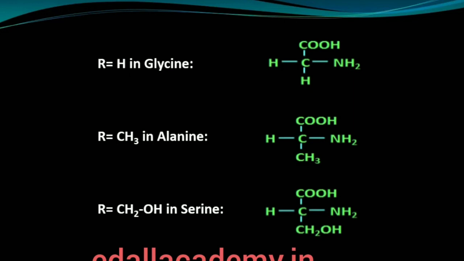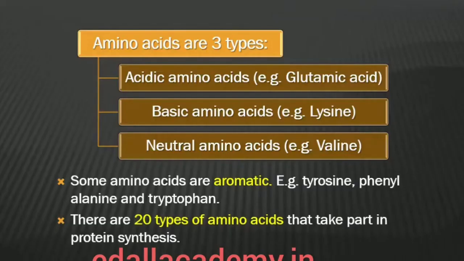The chemical and physical properties of amino acids are essentially of the amino, carboxyl and other functional groups. Based on the number of amino and carboxyl groups, there are acidic, example glutamic acid; basic, example lysine; and neutral, example valine. These are the three types of amino acids. Try to remember with the examples very clearly given.